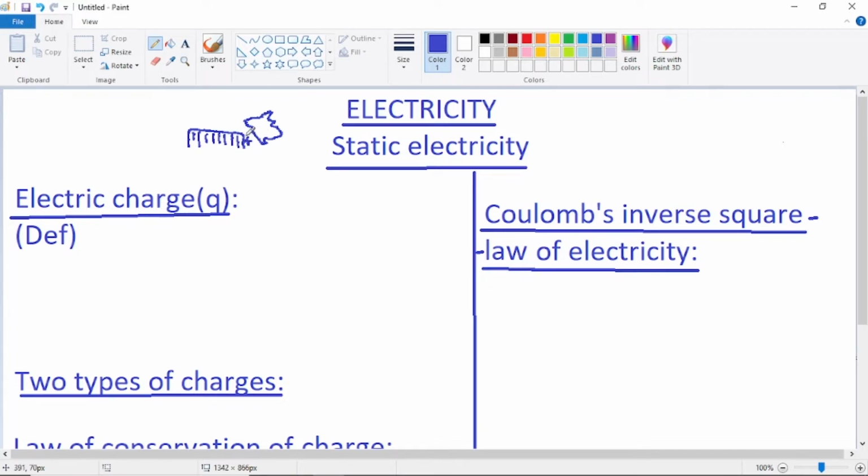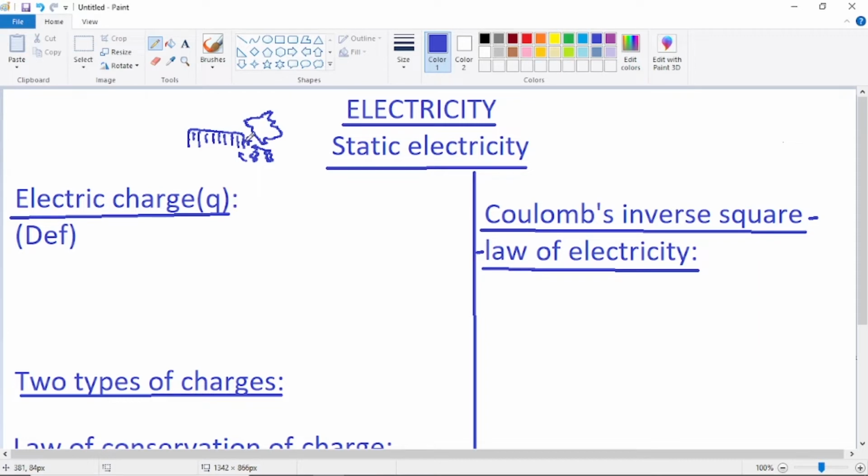Once this property is developed on the comb, it makes the comb attract bits of other substances, like bits of paper. These bits of paper will be immediately pulled towards the comb. Not just bits of paper, even bits of cloth, bits of straw, or small pieces of wood will all get attracted towards this comb once this property is established. And not just a comb, even a plastic scale, a plastic ruler, or any plastic object, when rubbed with a piece of cloth, shows the same behavior.